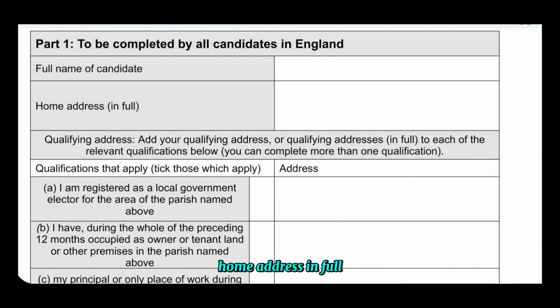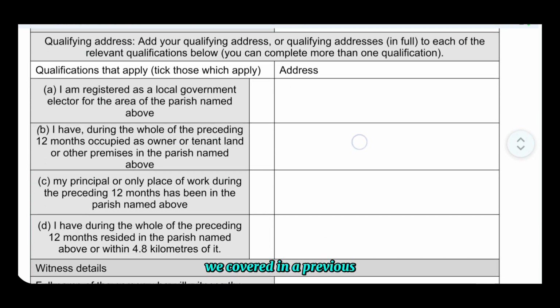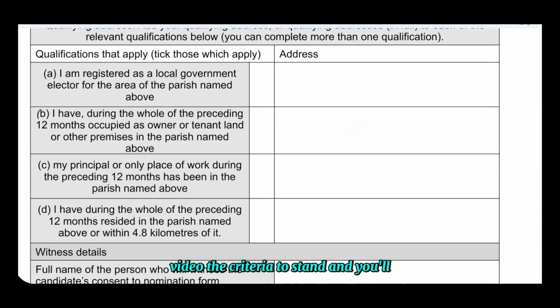Home address in full, and it's important here not to use abbreviations, like RD for road or Oxon instead of Oxfordshire. They want it written out fully, properly in that section. We covered in a previous video the criteria to stand, and if you've watched that video, you'll recognize these four criteria. You don't have to satisfy all of them. The key thing is you satisfy at least one of them. Though if more than one applies, you can tick as many as are relevant. And you put down the address there that matches that criteria.